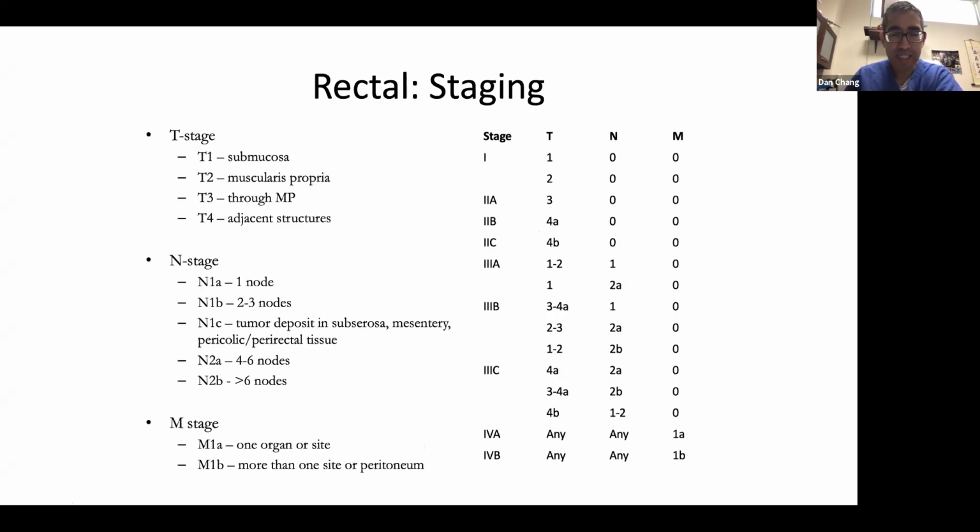TNM staging is very similar as far as the thickness through the muscularis or through the colon or rectal wall. The number of lymph nodes is important, as well as the metastatic sites. They actually subcategorize the M stage, the metastatic stage, to either one organ site or multiple organ sites.